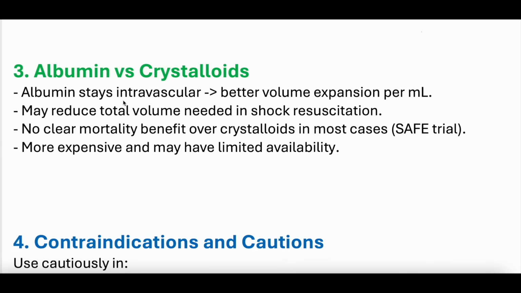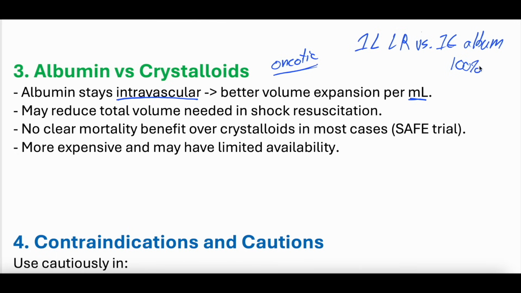All right, albumin versus crystalloid. Well, as we mentioned, albumin stays more intravascular because of, again, that oncotic pressure from the protein in albumin. So it's a better volume expansion per milliliter. As we said, you have 1 liter of normal saline or lactated ringers versus 1 liter of albumin. And how much stays intravascular?